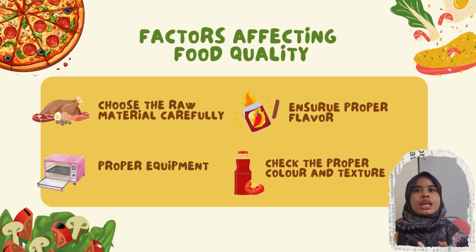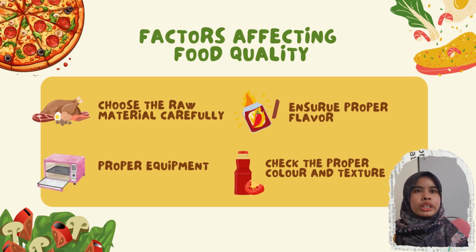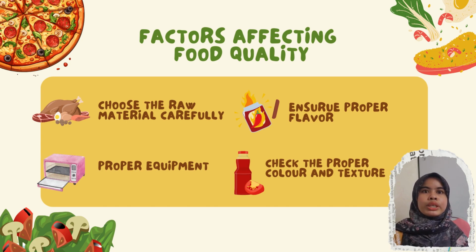For example, the processed food here is sausage. To make a sausage, you need to choose a good cut of meat with plenty of fat, which will make the sausage quickly cooked and juicy. So, using a good raw material in processed food will lead to a better quality of food.